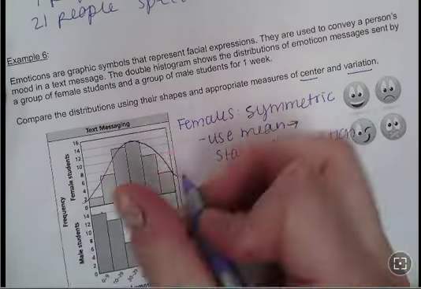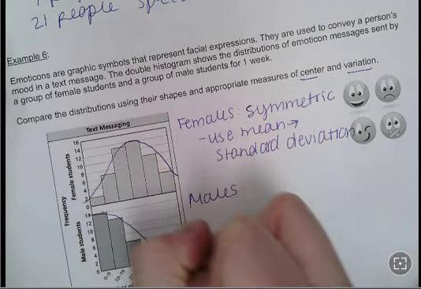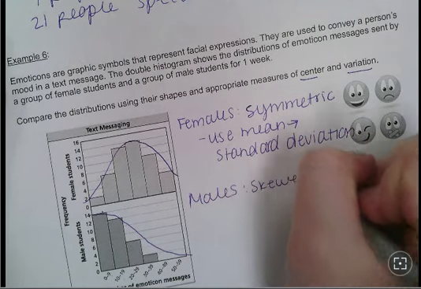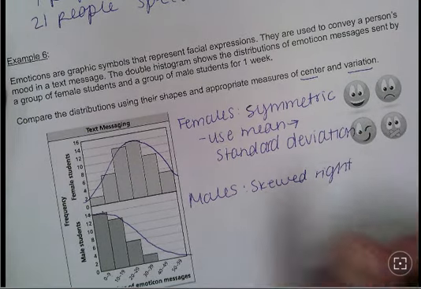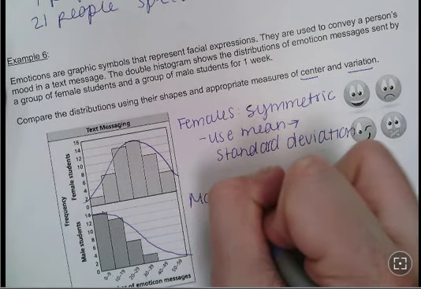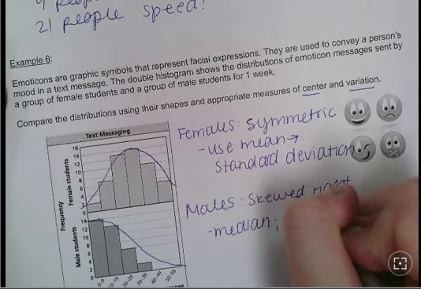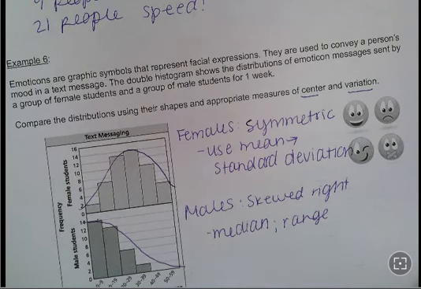So there's that. For the males, if we were to draw a curve here, we can see that it is absolutely skewed right. And so we're going to be using the median. And on something like that, you could say using the range is probably a better variation than the standard deviation is.